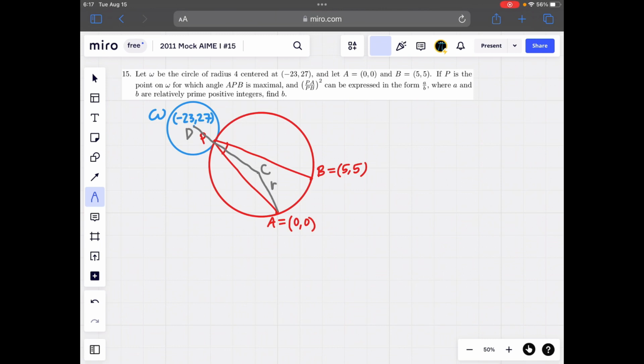And we know that AC is equal to R, as is CP. And DP is equal to 4. That's the radius of circle omega. And we know AD is just the square root of 23 squared plus 27 squared. So AD is the square root of 23 squared is 529, 27 squared is 729. So that's equal to the square root of 1258. So let me write that here. The square root of 1258. And I'll call PA equal to d1. And PB will be d2 later.